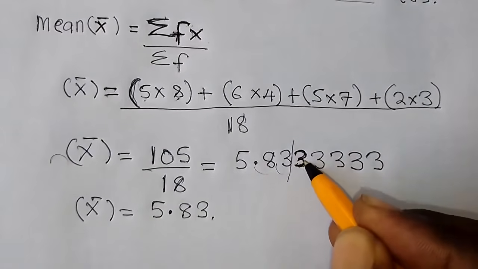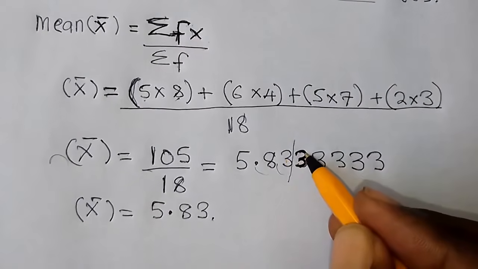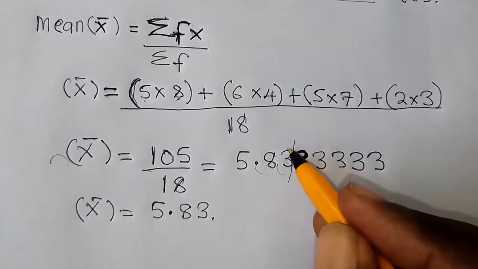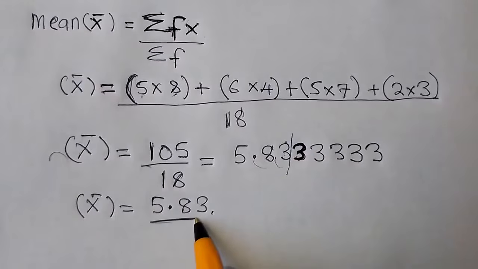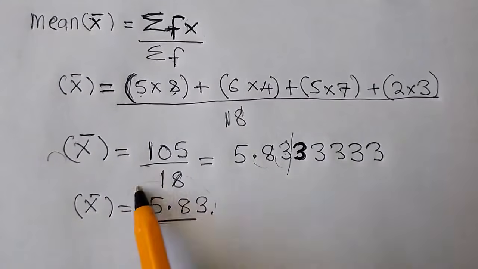Then I concentrate on the number on my right. Is this number greater than 5 or less than 5? It is less than 5, so the 3 will maintain. But if it was 5 or greater than 5, I would need to add a 1 to this, so this one would have been a 4. So this is my mean. This is not my answer. The question is saying find the standard deviation. So I have found the mean.